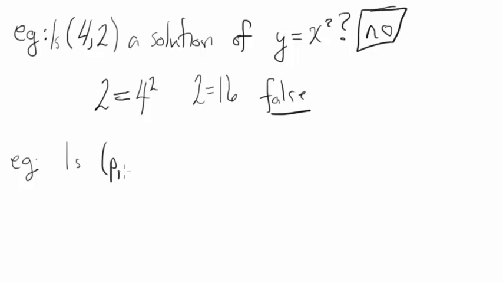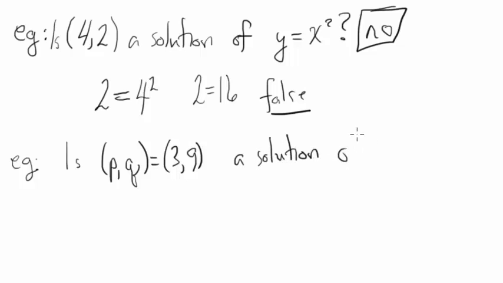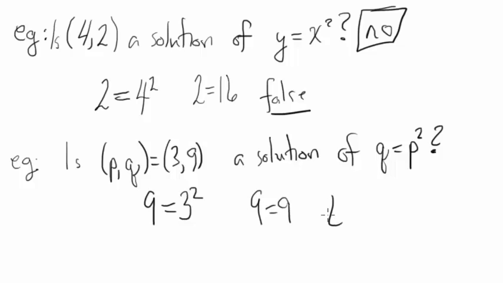And now for an example where we have variables other than x and y. So we're going to use p and q, and we're going to ask, is (p, q) equals (3, 9) a solution of the equation q equals p squared? Now again, it's important to substitute the right number for the right variable. When we defined this point (p, q) equals (3, 9), we are specifying that 3 is the value for p and 9 is the value for q. So here we substitute 9 everywhere we see q and 3 everywhere we see p. 9 equals 3 squared. Is that true? Well, yes. Yes, it is. So this ordered pair makes this true. And (p, q) equals (3, 9) is a solution to q equals p squared.